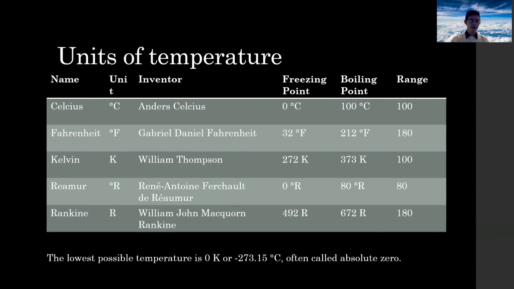Next, we have Fahrenheit, whose unit is degree Fahrenheit, invented by Gabriel Daniel Fahrenheit. The freezing point of water is 32 degrees Fahrenheit, the boiling point is 212 degrees Fahrenheit, with the range 180.